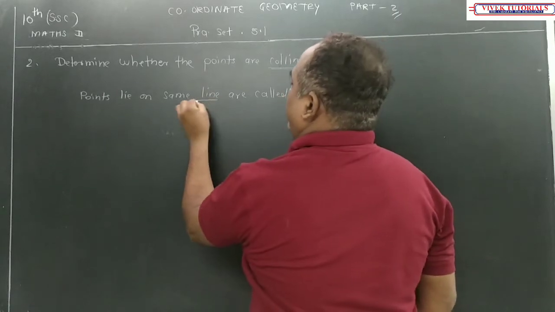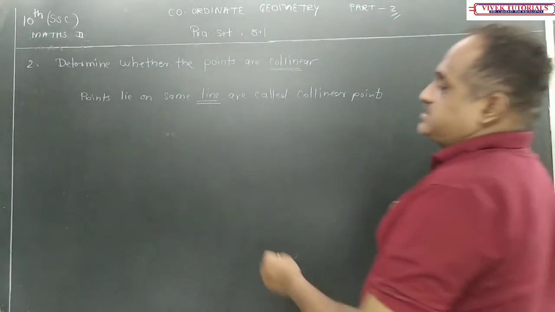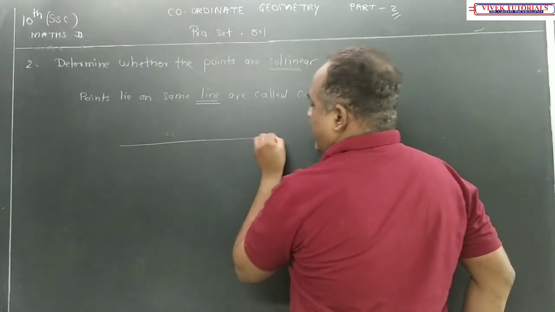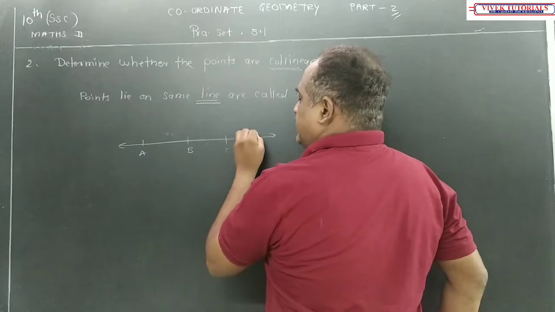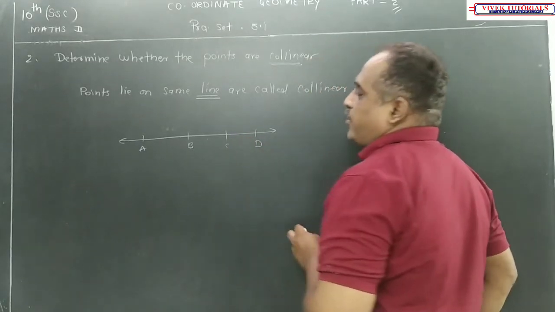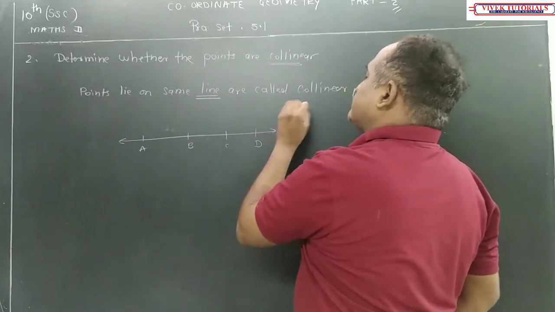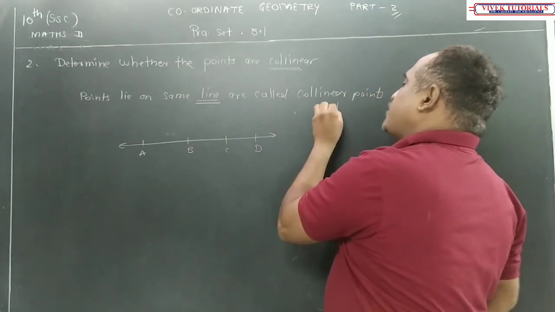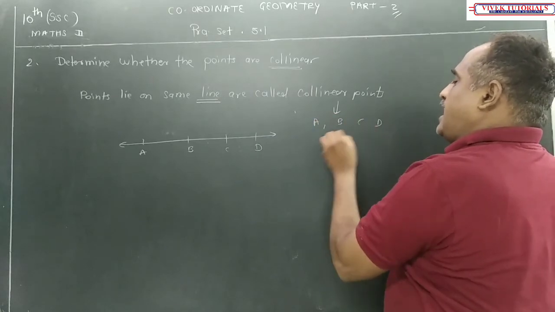Points that lie on the same line are called what? Collinear points. This is a straight line. On that straight line, suppose a few points are there, minimum 3 points are required. Suppose 4 points lie on the same line, they will be called collinear. So which are the collinear points? A, B, C, D are collinear.